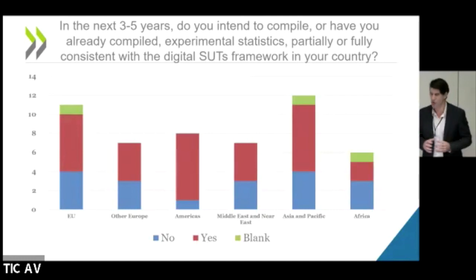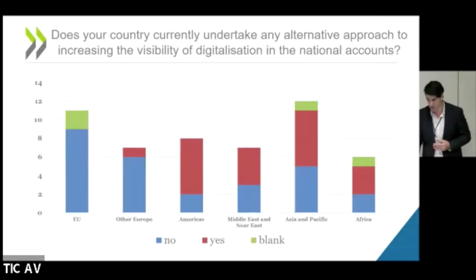Now, again, no news here that resources are always tight in statistical offices, and this is essentially additional work. So it is hard for them to find resources to devote to this. And as I mentioned at the beginning, it does take time. Finding source data and making the source data of appropriate quality to apply takes time. However, there is a gap in the market when it comes to digitalization and national accounts. And so, does your country currently undertake any alternative approaches? Well, there's a lot of no's there.